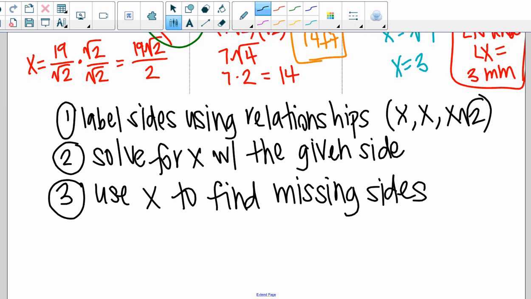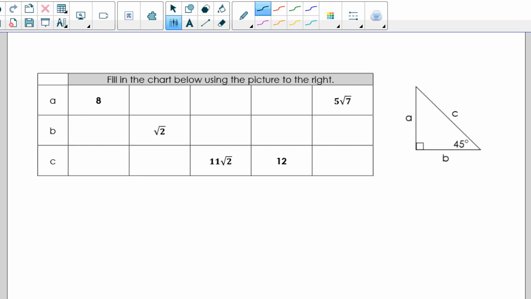All right, so the last thing we're going to do is kind of take away the picture and really focus on the relationships. So the biggest thing that we want to notice here, it says you fill in the chart using the picture to the right. So if you look, this is also 45. So that means this is my x side, this is my x side, and then this side is my x radical 2. So I'm going to come over here on the left-hand side. This side is my x, this side is my x, and this side is my x root 2.